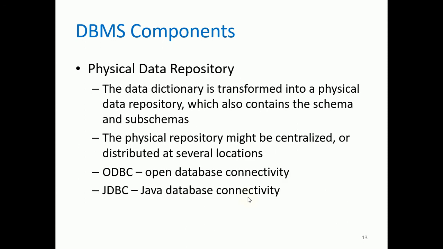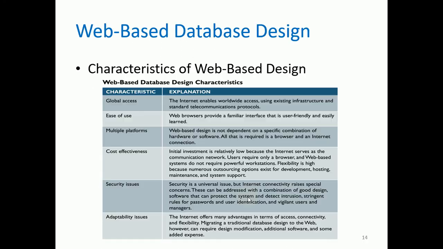So next we have the physical data repository. The data dictionary is transformed into a physical data repository, which also contains the schema and sub-schemas. The physical repository might be centralized or distributed at several locations. And for connectivity of databases, we have ODBC, the Open Database Connectivity, or JDBC, the Java Database Connectivity.